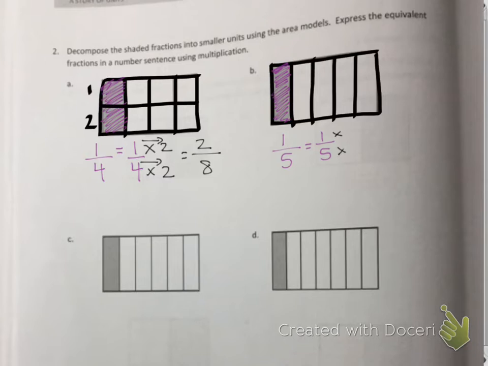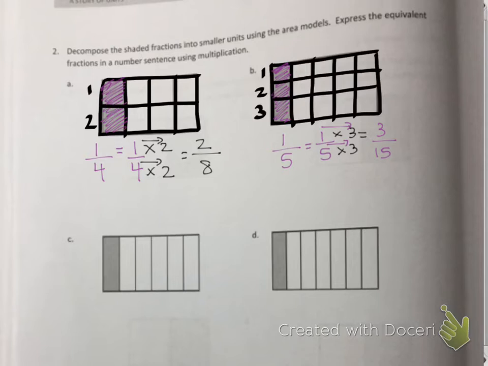I think I'm going to cut it into thirds. Okay? I'm going to cut it into thirds. So that means I have 1, 2, I got 3 rows, so that is going to be multiplied by 3. And so 1 times 3 is 3, and then 5 times 3 is 15, okay? And so we have it decomposed, and we have the equivalent fraction using that multiplication sentence.